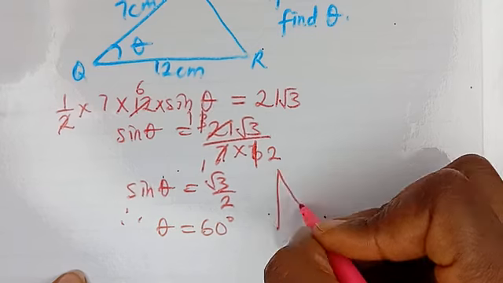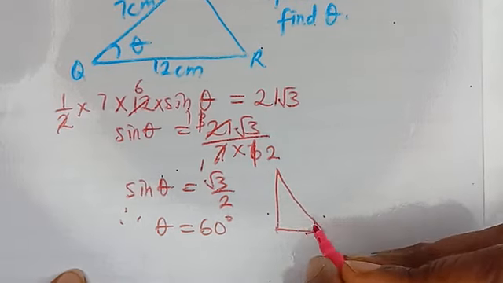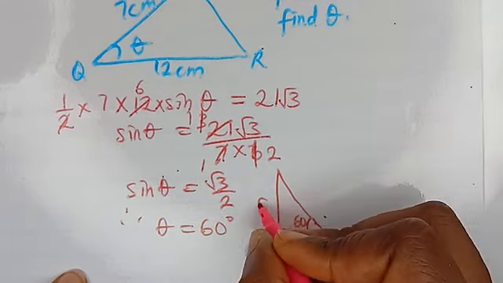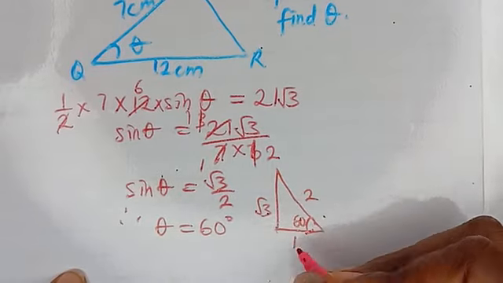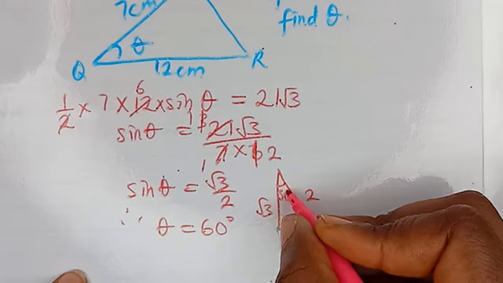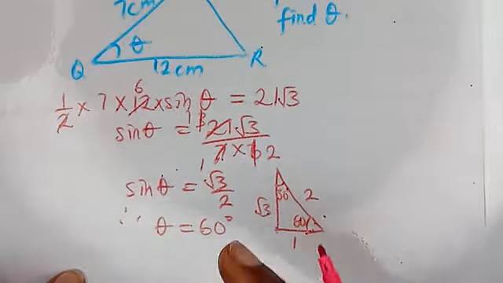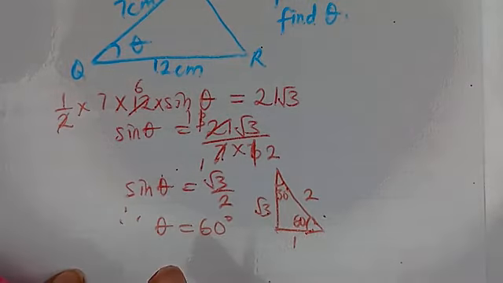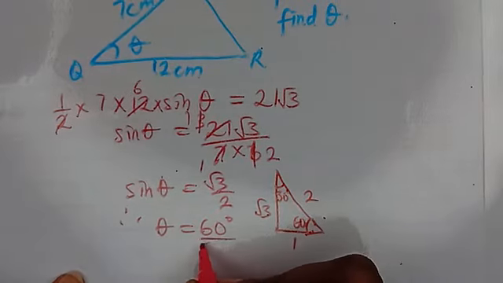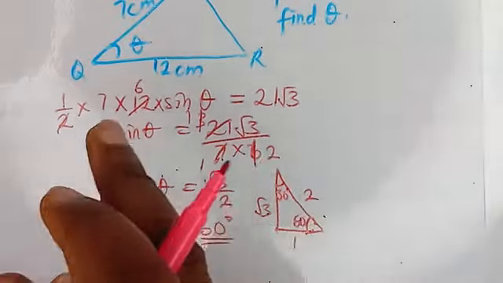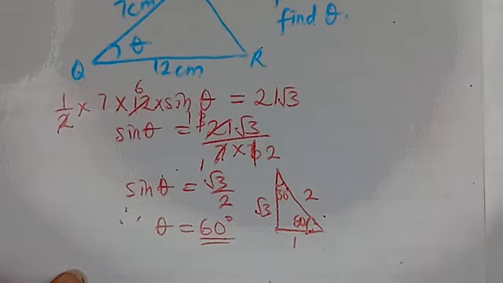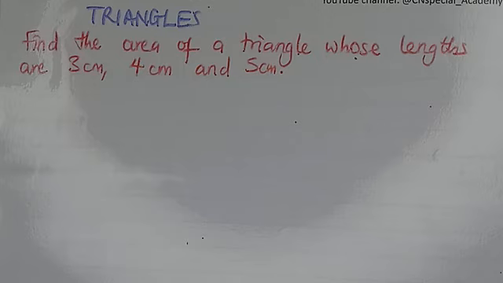Or you can remember this common triangle, whereby this is 60, this is root 3, this is 2, and this is 1, and this is 30 degrees. So whichever way you remember it from, you know that root 3 over 2 is actually equal to 60 degrees. So we have made use of this formula for area of triangles.